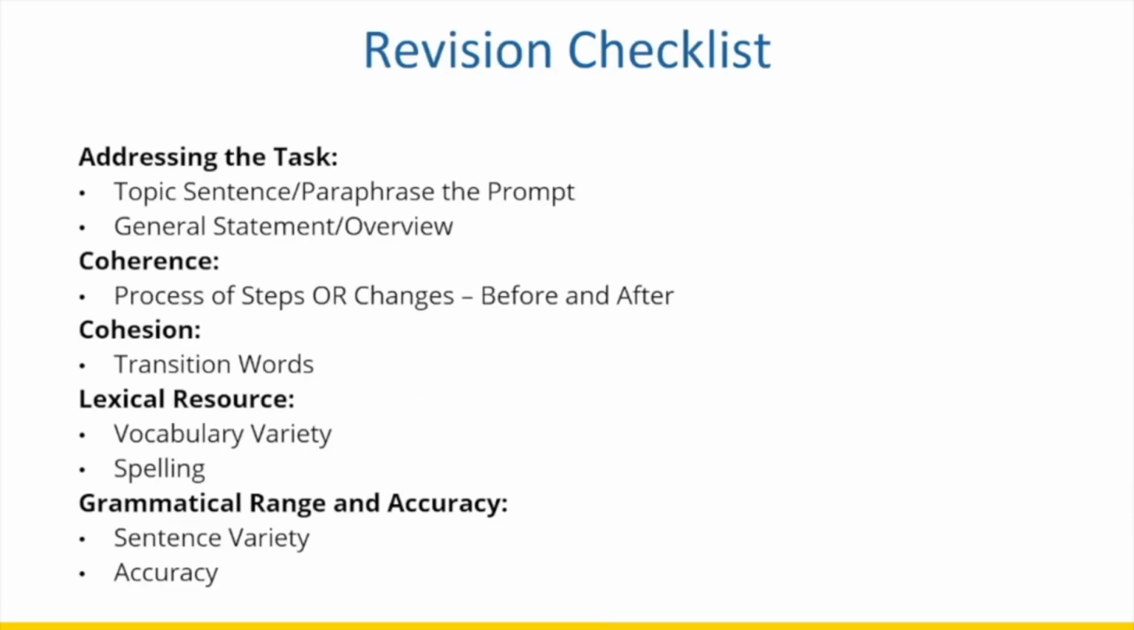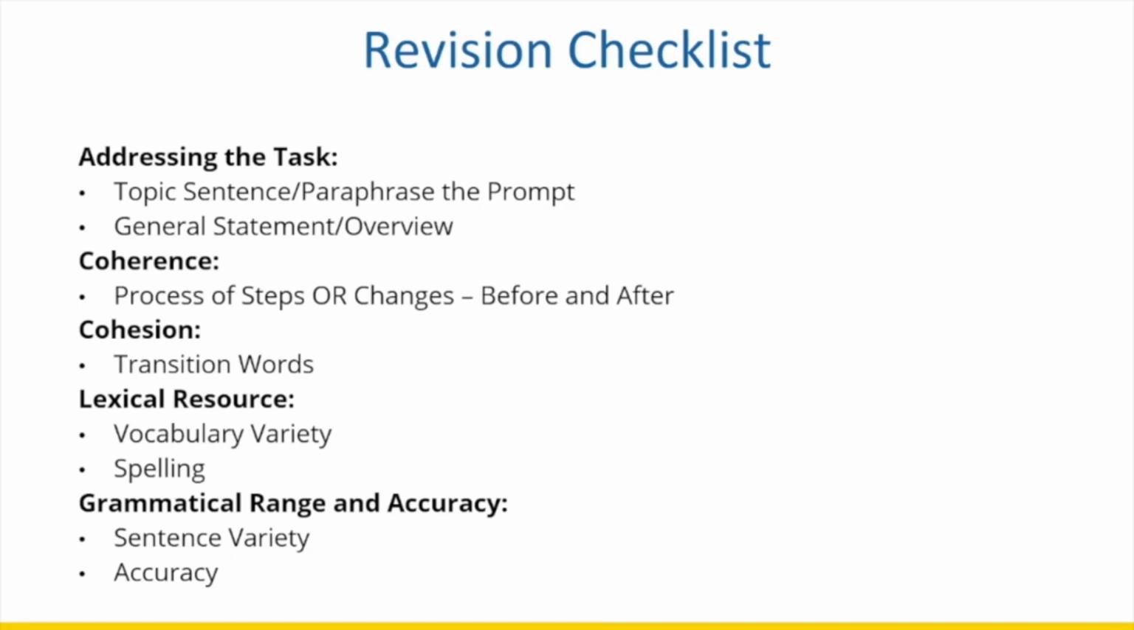And now we are going to talk about our final step, step 3, which is checking and revising your essay. Here we have our revision checklist and things you need to do in order to attain a high score. First thing you need to do is addressing the task, which means your introduction has topic sentence or paraphrase a prompt and general statement, overview in other words. Second point you have to remember, it's coherence. Coherence shows that you know the difference between process and changes, and you identify this and you explain it accordingly.